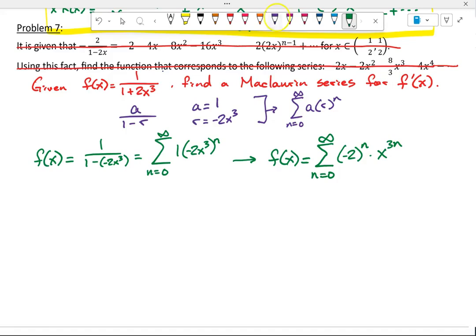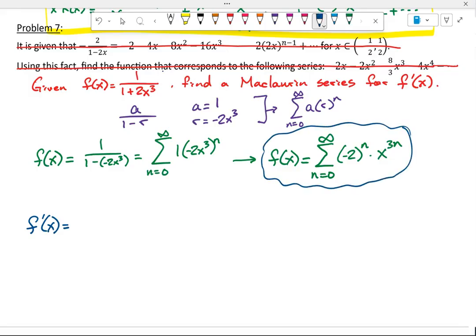Now we want to do a power series for f prime. So let's take the derivative of that. I want you to think, if this is our f of x, how would we take the derivative of that? What would that derivative look like? Take a minute to think about that. Maybe check with your group, and then we'll check in.